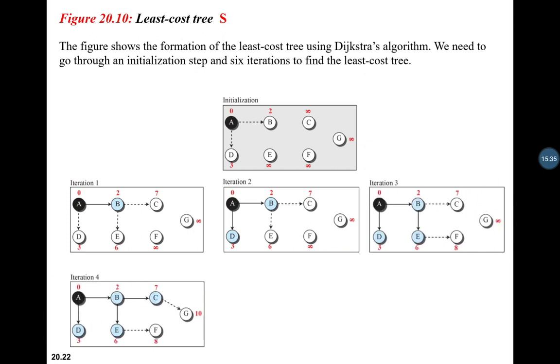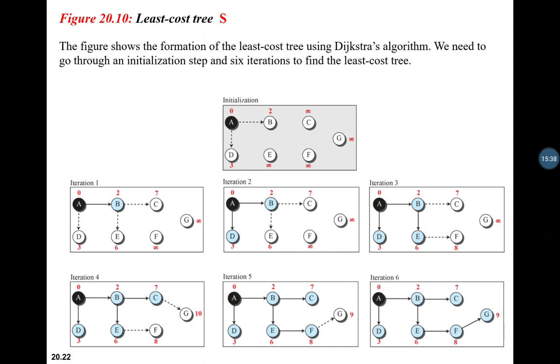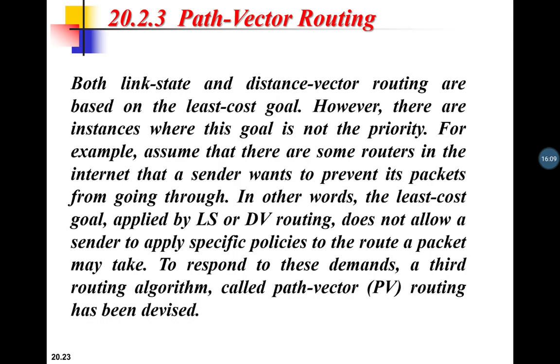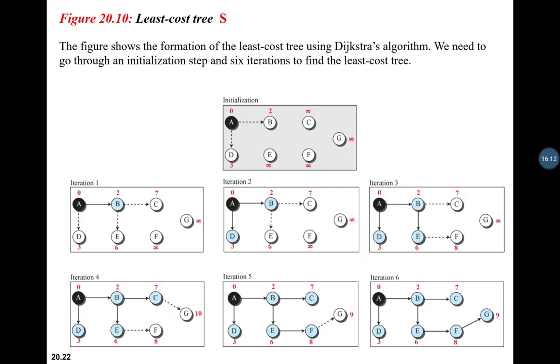We need to go through an initialization step and 6 iterations to find the least cost tree. So from A, this is iteration 1. First it marks only the immediate A to B. Next, we can see A to D, iteration 2. Iteration 3 is using B, it goes to E. Iteration 4 is using B, it goes to C. Iteration 5 is using A, B, E, it goes to F. Iteration 6 is A, B, E, F, it goes to G. So these are the least cost trees that are constructed.